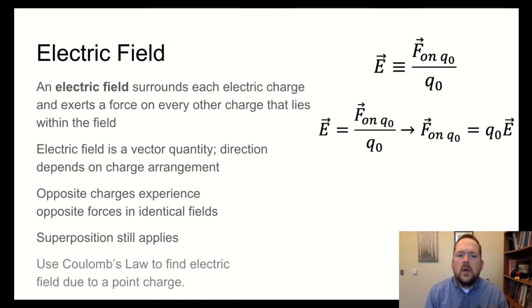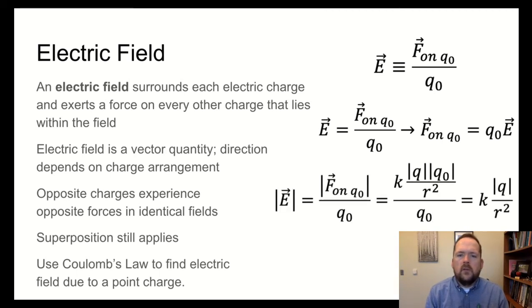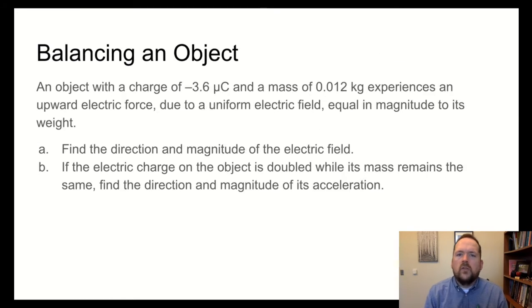And finally, you can use Coulomb's law to find the electric field due to a point charge. So if you take that definition at the top of the page and you say, well, the force on this test charge is described by Coulomb's law as the Coulomb constant times the charge that is creating the electric field times the test charge divided by the distance squared. Divide that all by the test charge. The test charge term cancels out, and I'm left with just kq over r squared, which is the relationship that we use to calculate the electric field from a point charge.